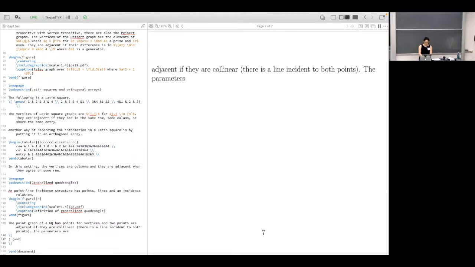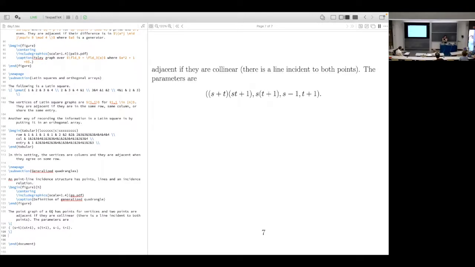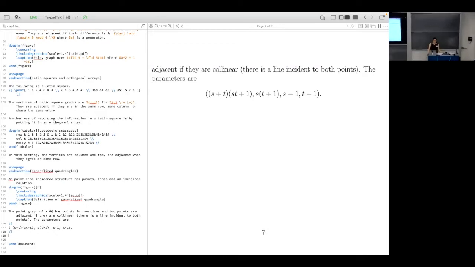So the parameters of the point graph: the number of vertices will be (s+1)(st+1). The degree is s(t+1). The number of common neighbors of an adjacent pair is s minus 1, and the other number is t+1. Now you may notice that s and t had better satisfy some conditions, because once we start counting things, we want certain combinatorial identities to hold.